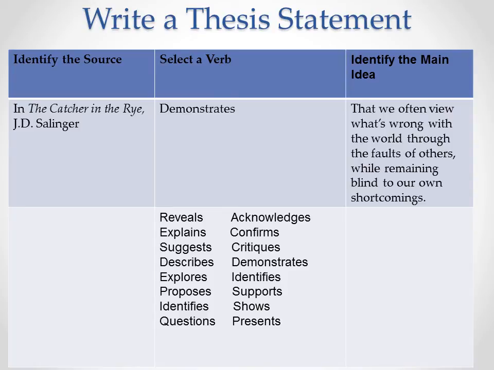So here's a really easy way to do it. Start with identifying the source, then select a verb and identify the main idea. For example, first part of the sentence, in The Catcher in the Rye, J.D. Salinger, then pick a verb that you think fits what you want to talk about. I picked demonstrates, and then identify the main idea of your looping activity: that we often view what's wrong with the world through the faults of others while remaining blind to our own shortcomings. Once you have this, or some form of a thesis statement, you can then start looking for evidence and analyzing it to prove your thesis.